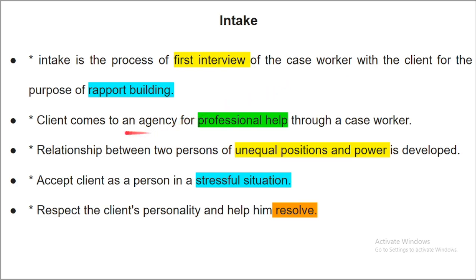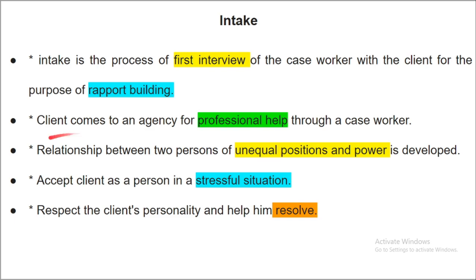Second point, the client comes to an agency for professional help through a caseworker. That means the client who has the problems comes to the agency, and for professional help, that means the social caseworker's help, and agency means a social organization or NGO, where the caseworkers are working and they give professional help to the clients.